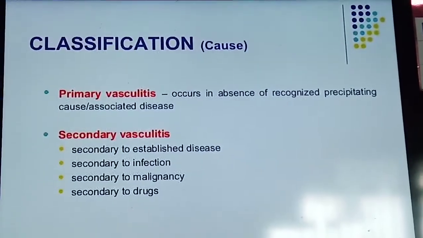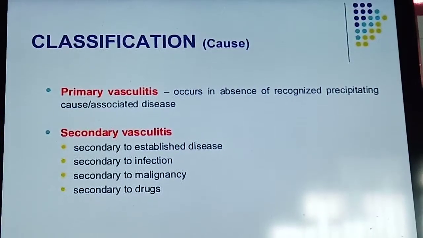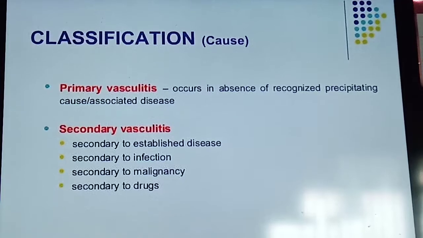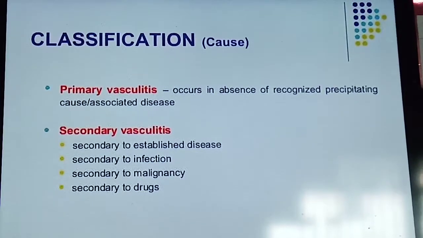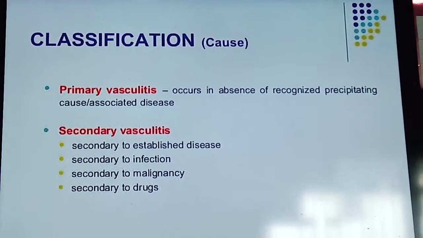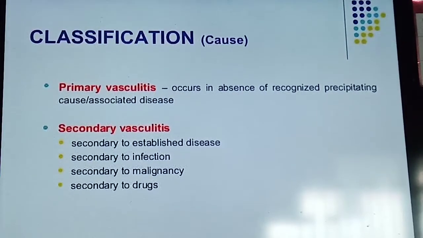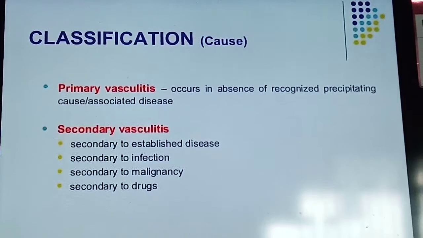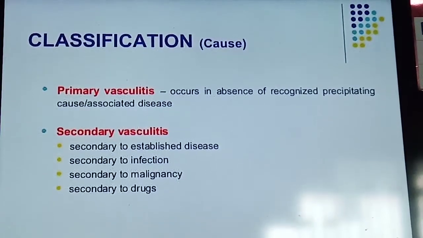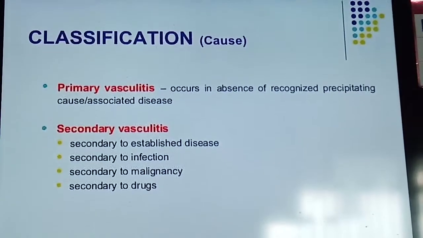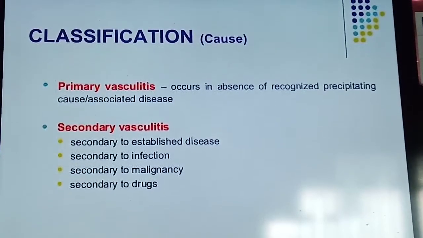Classification based upon etiology: one is primary vasculitis and the other is secondary vasculitis. Primary vasculitis occurs in the absence of recognized precipitating factors, and secondary vasculitis is usually secondary to an established disease, secondary to infection, secondary to malignancy, or secondary to drugs.